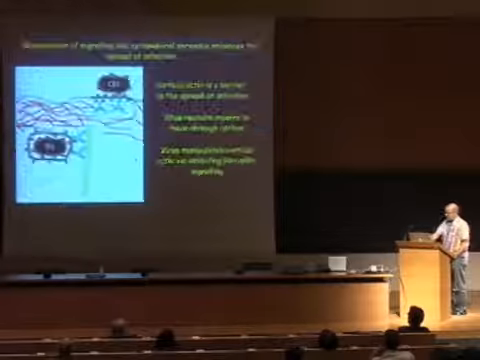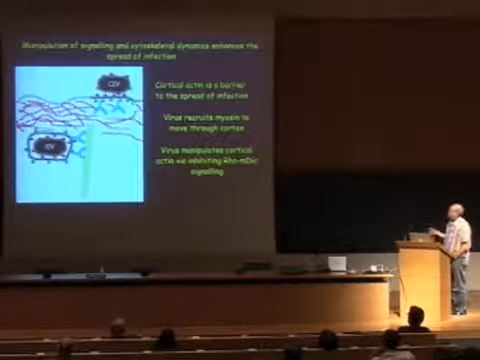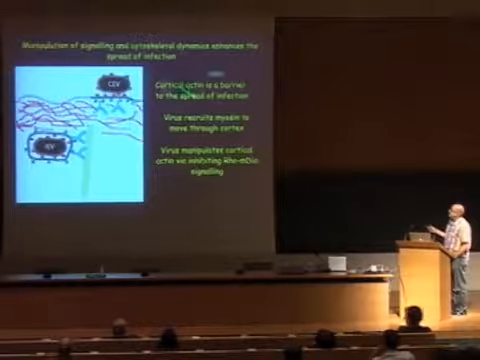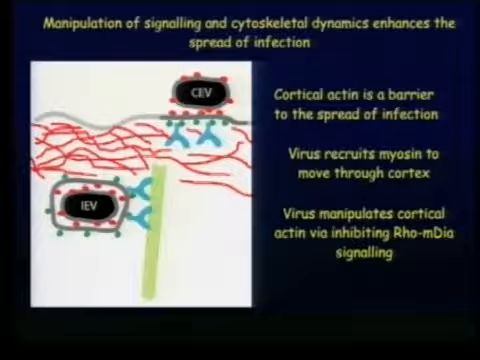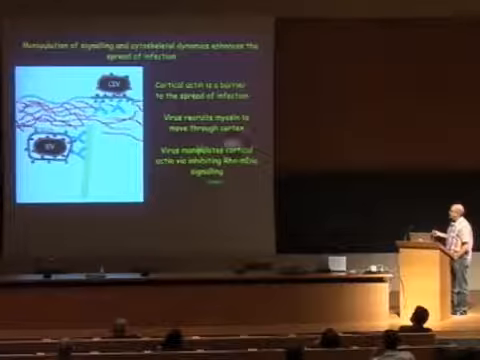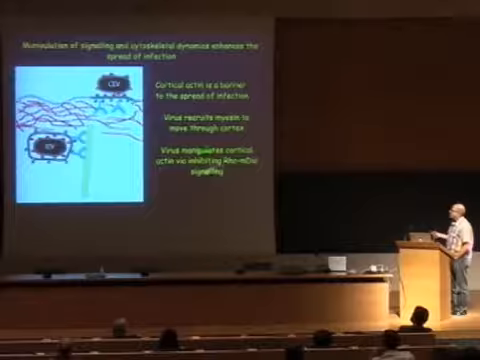And with that, I will stop and hope I've shown you today that the cortical actin barrier is a barrier to infection that all pathogens are going to have to deal with when they go in and when they go out. The virus is recruiting a myosin. Myosin 2 is there, but it may not be the only myosin involved, and we're on a hunt for other myosins at the moment. And the virus is manipulating the cortical actin using Rho signaling to mDia.